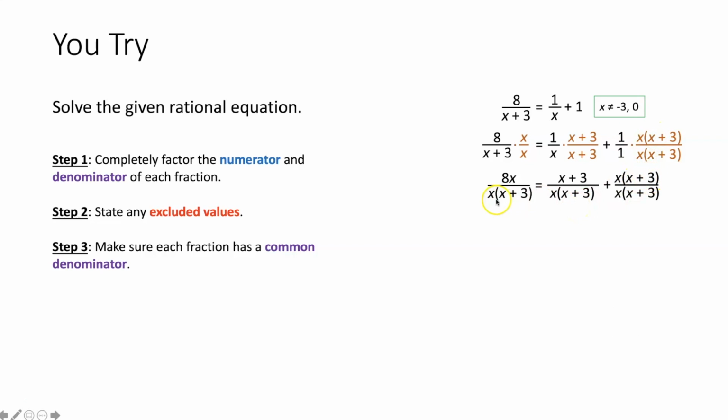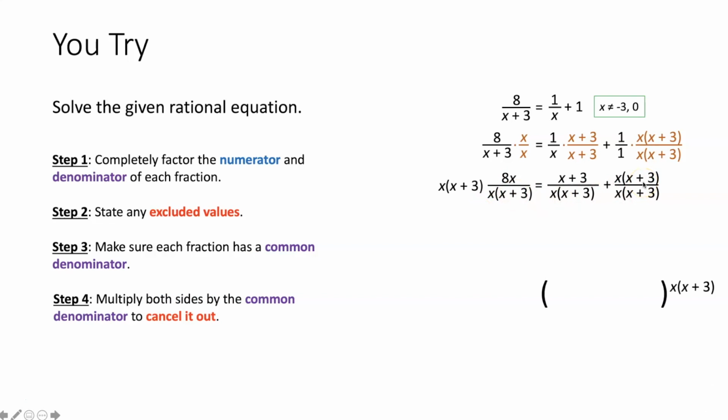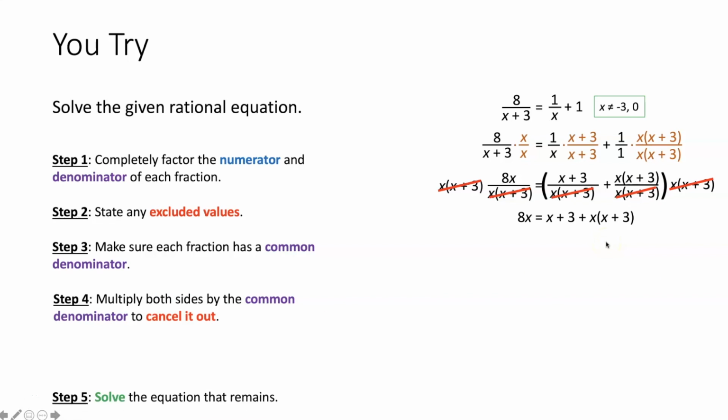Now what I can do, since each fraction has a common denominator, they have the same denominator, I can move on to step 4, where I multiply both sides of the equation by that common denominator. So I'm going to multiply both sides of this equation by x times the quantity x plus 3. Now why do I do that? Because over here, these are going to cancel each other out, getting rid of our denominator. Over here, I distribute the x times the quantity x plus 3 to each fraction, and it again cancels out each denominator, leaving us with this basic equation that we can now solve for x.